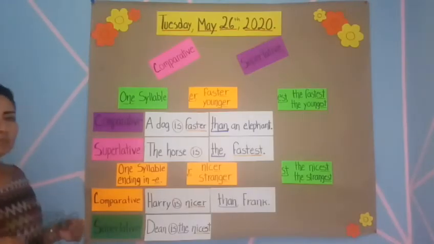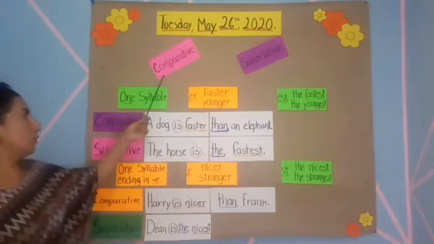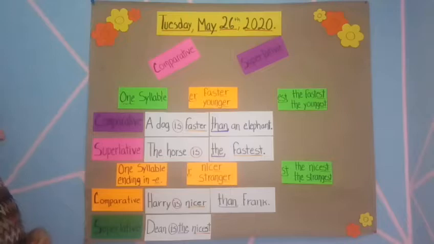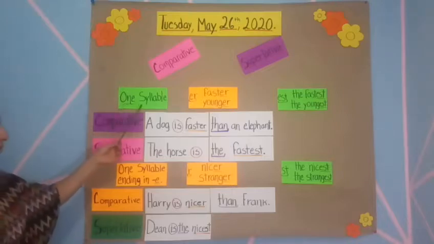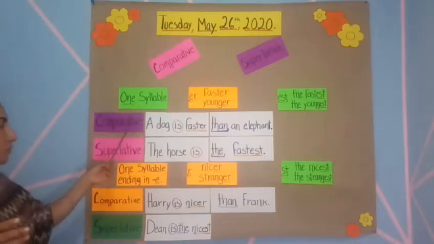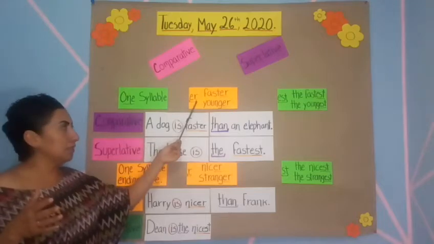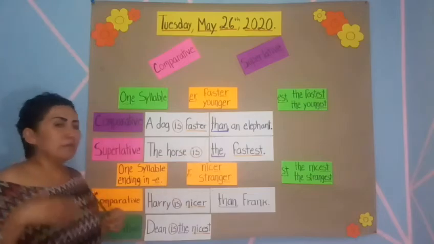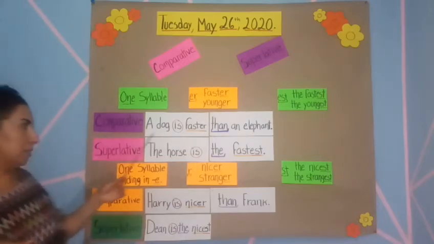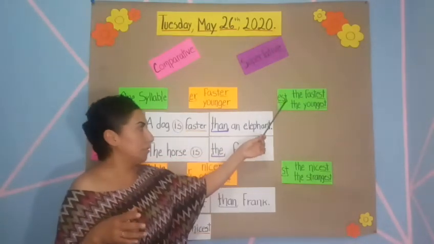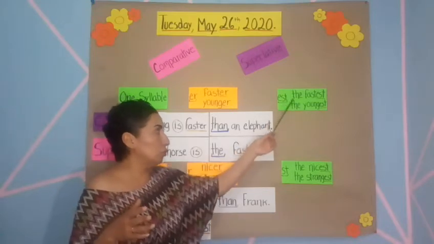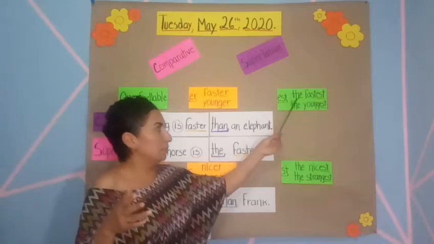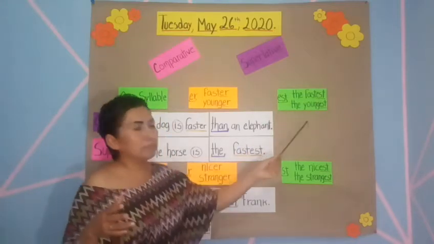Now, I am going to talk about the different rules that we use with comparative and superlative forms. If you find adjectives that have one syllable, we need to add er to the adjective in the comparative form. Fast changes to faster and young changes to younger. In superlative form, we add est to the adjectives, and don't forget to use the article the before the adjectives. In this case, the fastest and the youngest.